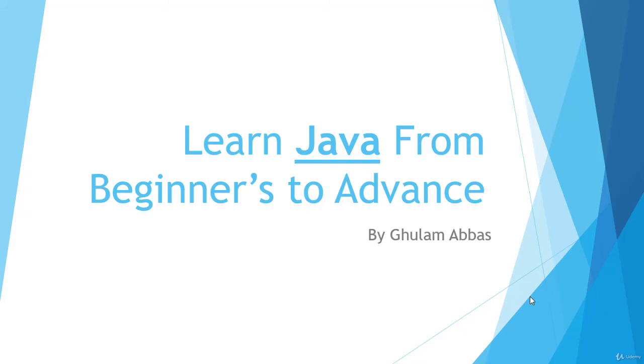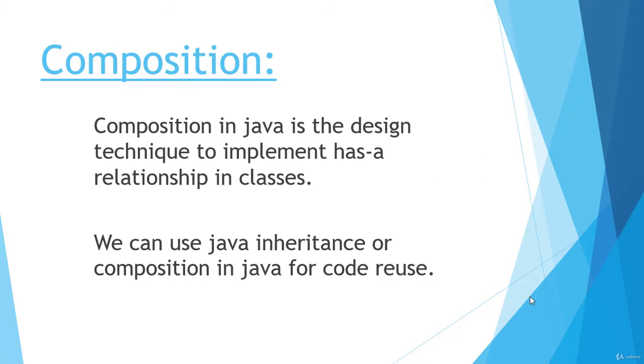Welcome back to this course of Java. Today in this video we are going to discuss the composition. Now composition in Java is the design technique to implement a has-a relationship in our class. We can use Java inheritance or composition in Java for code reuse. Now in composition we must have a has-a relationship, meaning we have two classes that must have a relationship between them, and we can reuse our code through inheritance or composition. We know about the inheritance, and for this video we will discuss the composition only.